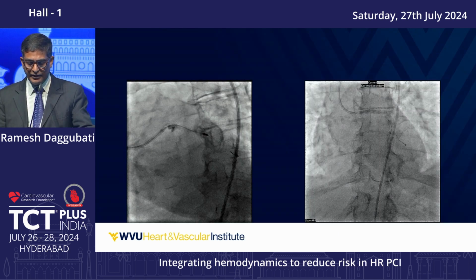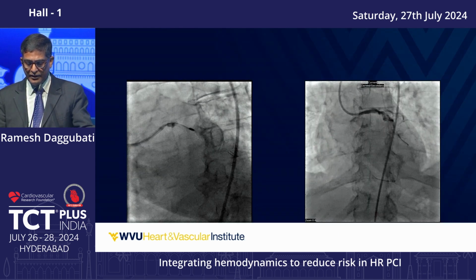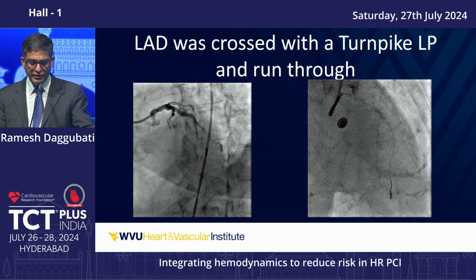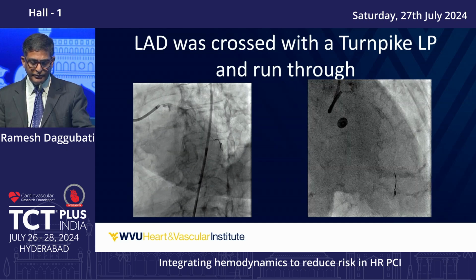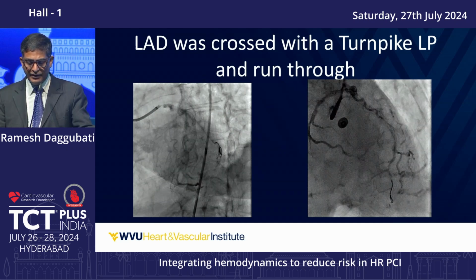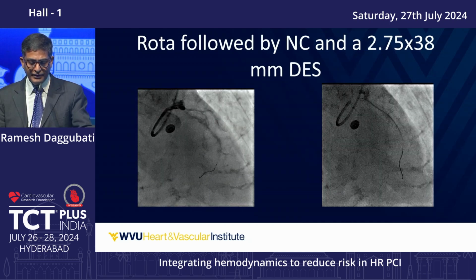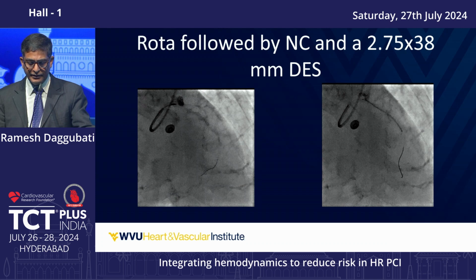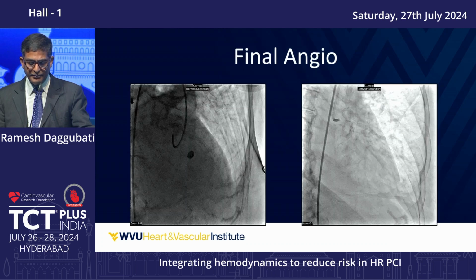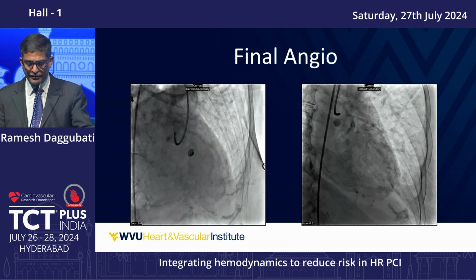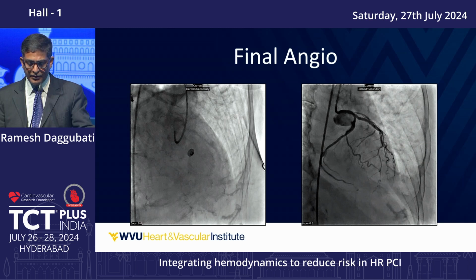So this patient had a rotational atherectomy and I think a cutting balloon after that, and then a stent was placed. The patient did have slow flow, which improved with some adenosine, and then the LAD was crossed with a Turnpike LP and a Runthrough wire, and again exchanged for a RotaWire Floppy, and after rotational atherectomy and another stent, there's good flow in both the vessels, and we achieved that.